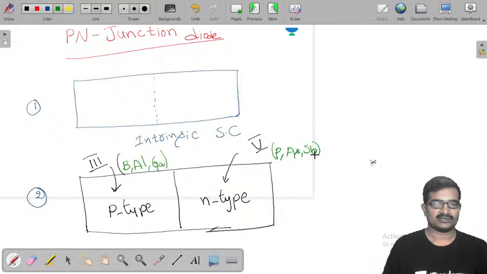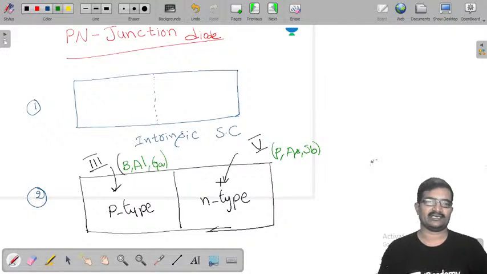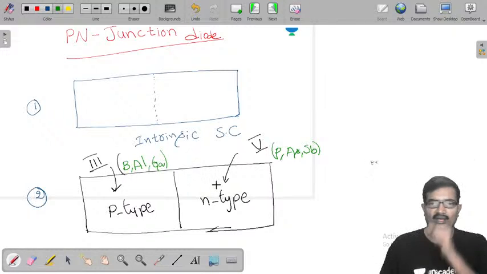Okay, so once you add third group impurity and fifth group impurity, this part behaves like a p-type semiconductor, and this region behaves like an n-type semiconductor. And one more thing, please, my dear students, so far the junction is not formed. Junction is not formed. Okay.